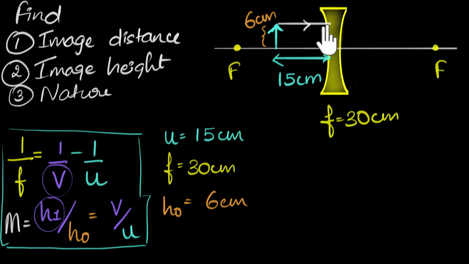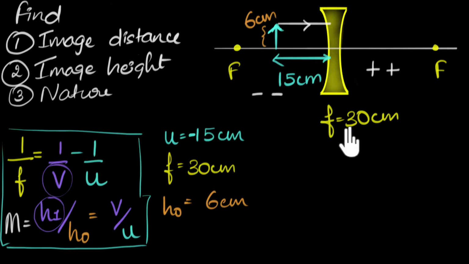Our incident direction is to the right, which means we choose the right side as positive, which means all the distances to the right side of the lens are positive. All the distances to the left side of the lens are negative. So from that, since our object is on the left side, I should have really put down over here negative 15. So please don't forget to put your signs over here.